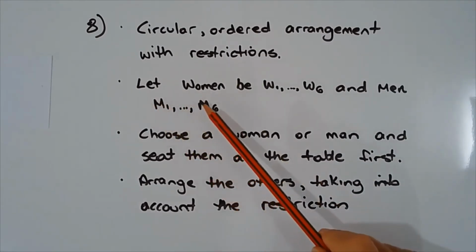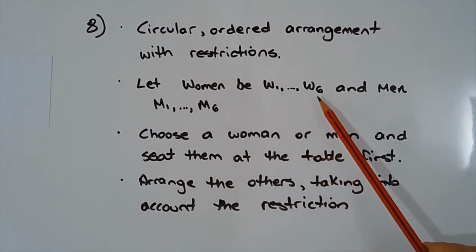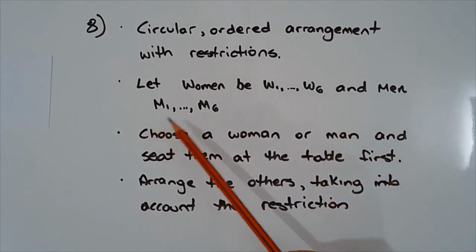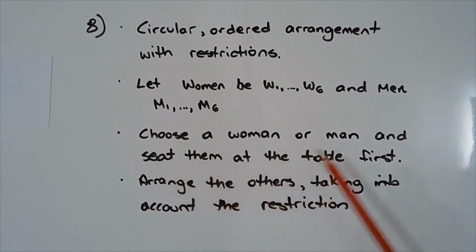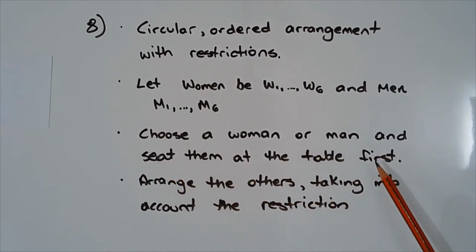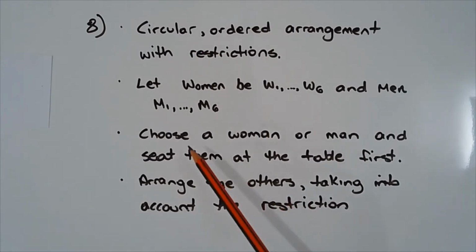Let the 6 women be W1 all the way through to W6, and the 6 men be M1 all the way through to M6. Next, we're going to choose a woman or a man and seat them at the table first. And this is because it's a circular arrangement. The first position does not matter since they're all considered identical. Then we're going to arrange the 11 others, taking into account the restriction around the first person we choose to sit at the table.